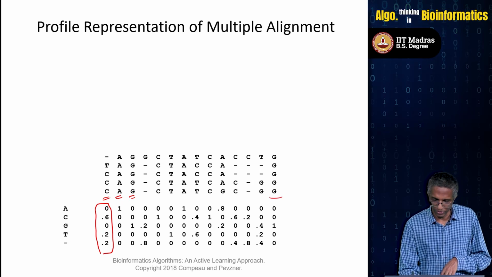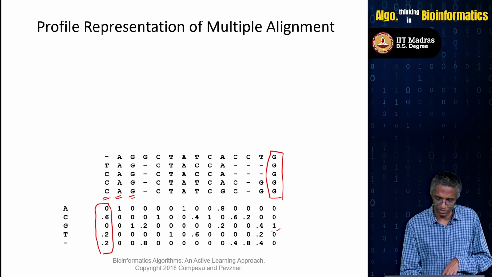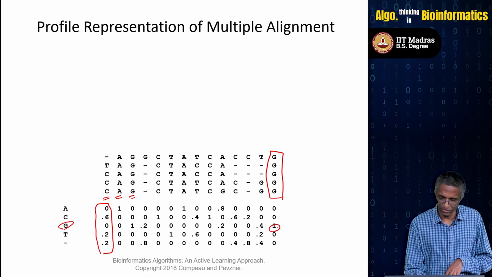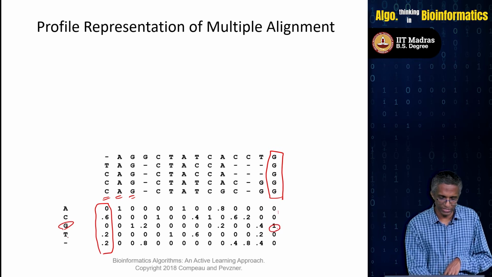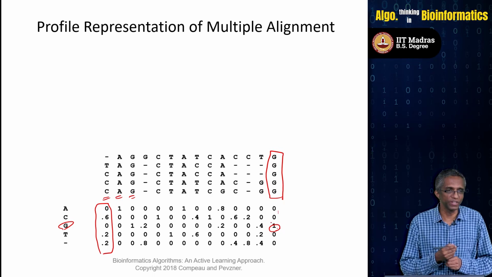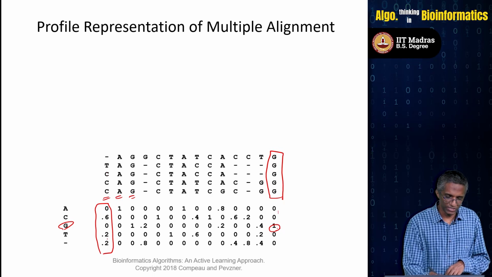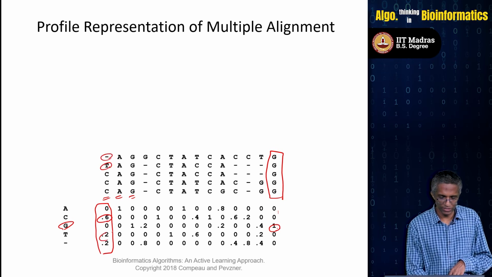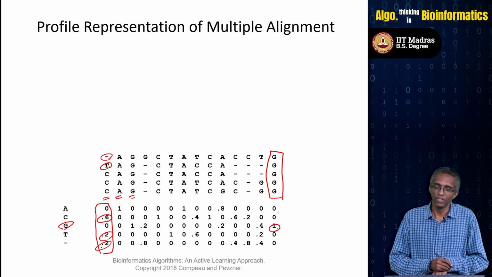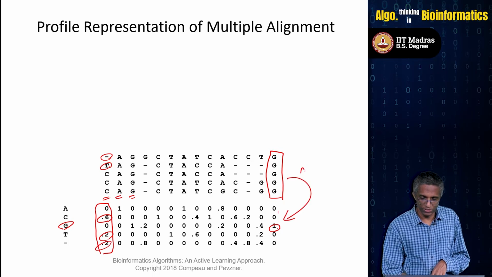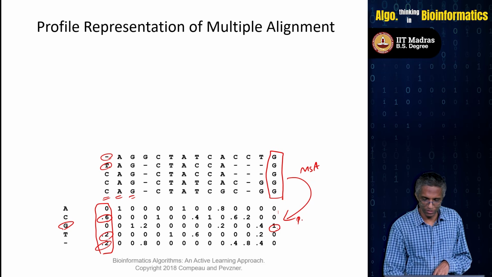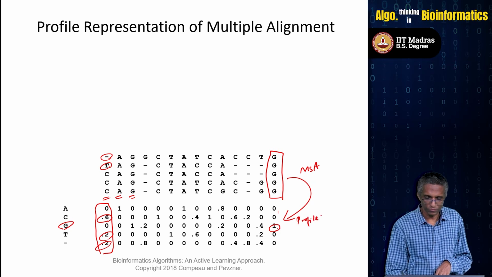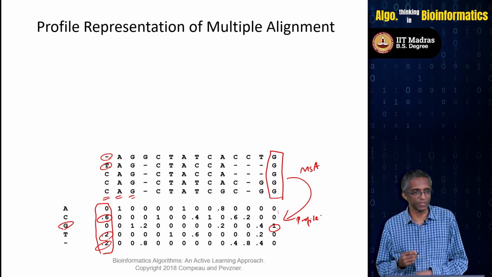So you have this particular column where all of them are G, so you just put G is 1, fraction 1, and everything else, A, C, T, and dash, are 0, right? In this other case, you have C, C, C is 3, so that is like 0.6, then you have T and a dash, so those are 0.2 and 0.2, right? So you just convert this multiple sequence alignment, MSA, into a profile, looking at it one column at a time, okay?